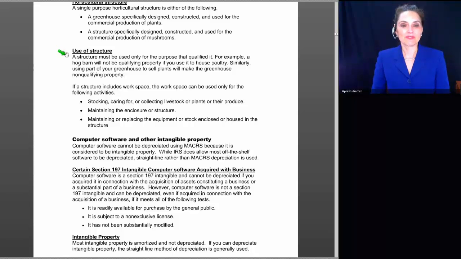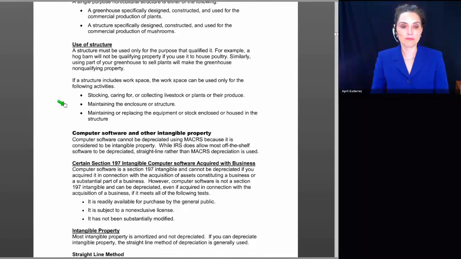A structure must be used only for the purpose that qualified it. For example, a hog barn will not be qualifying property if you use it to house poultry. Similarly, using part of your greenhouse to sell plants will make the greenhouse non-qualifying property.